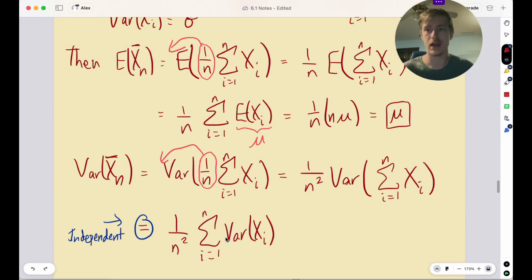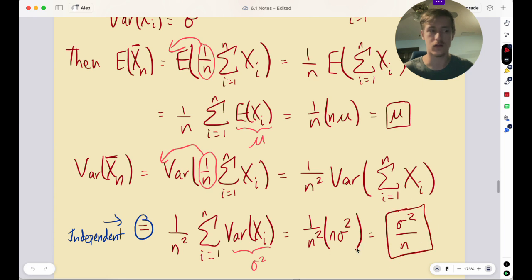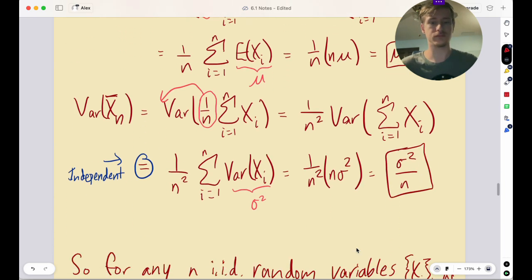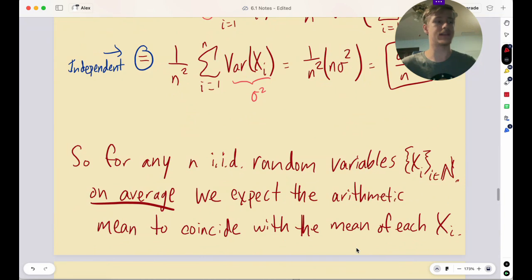Okay, so again, the variance, we define that to be sigma squared. So we have that this is going to equal 1 over n squared times n sigma squared, and that's going to get you sigma squared over n. Okay. So what we have is that for any n random variables that are independently and identically distributed, on average, we expect the sample mean to coincide with the individual means of each of the x sub i's.